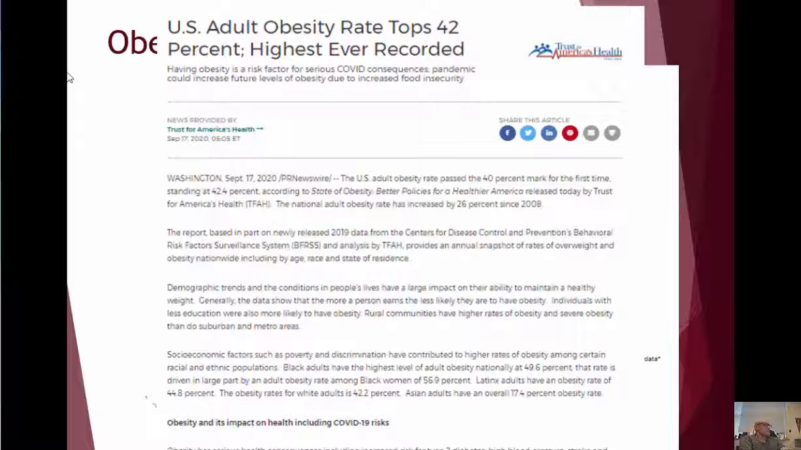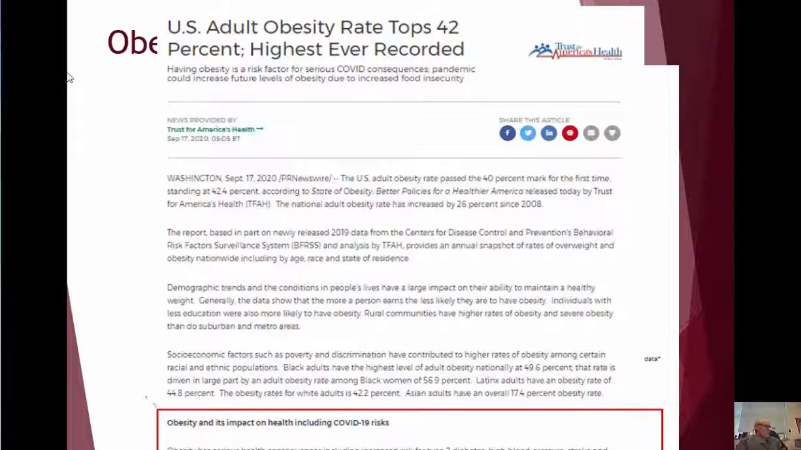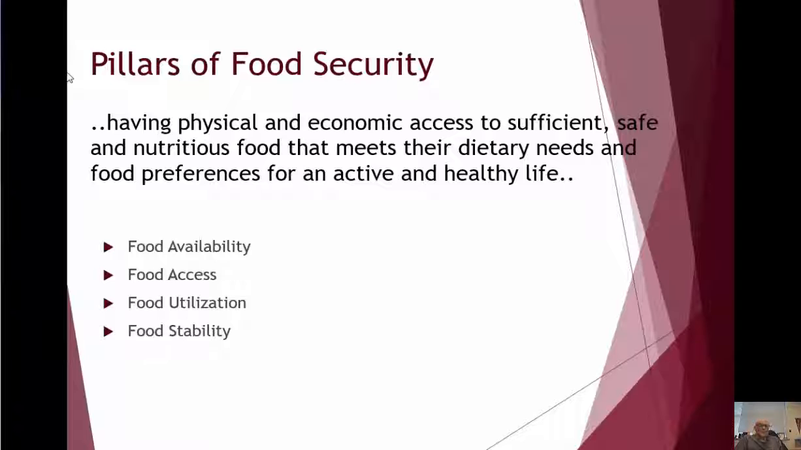We can see an article from 2020 that talks about the US obesity rate topping 42%, which is the highest. We can talk about all of the reasons why. And we looked a little bit at the impact on health, including COVID-19 risks. But when we look at the pillars of food security that we described previously, we have food availability, food access, food utilization, and food stability.